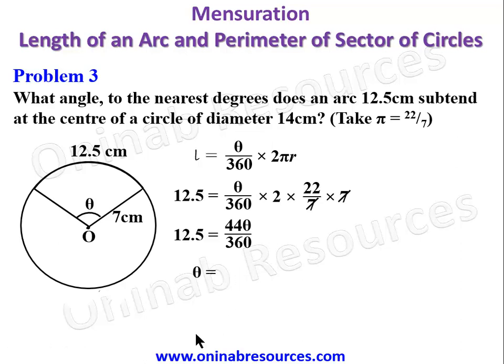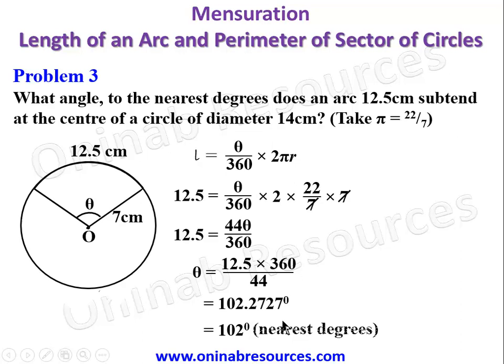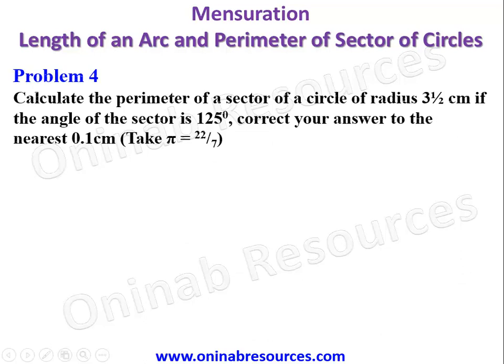If we make the theta subject of the relation, we have 12.5 times 360 over 44, and that gives 102.2727 degrees from our calculator, and to the nearest degrees we have it as 102 degrees. And again, we have done justice to problem 3. We go to problem 4.